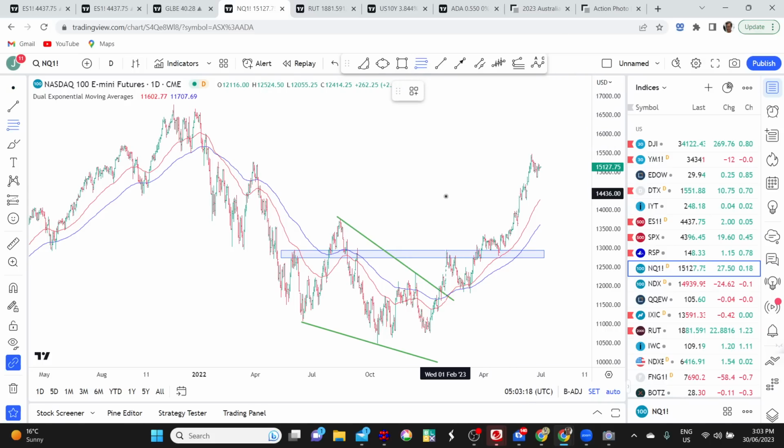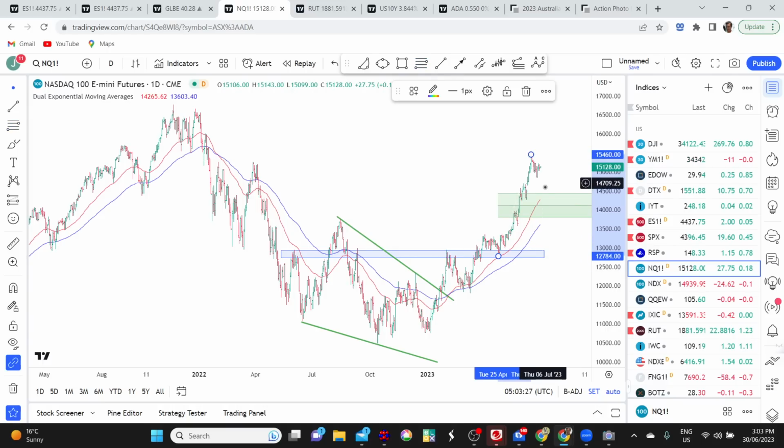We can put some Fibonaccis on. Let's use the late April low that looked like the start of this impulse wave, and you can see there's lots of scope for the market to pull back and do some consolidation. So again, I don't think it's an asymmetric sort of entry point.